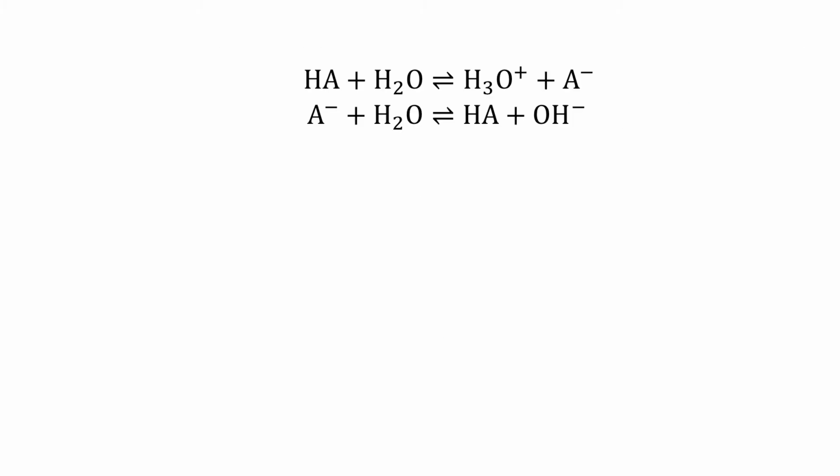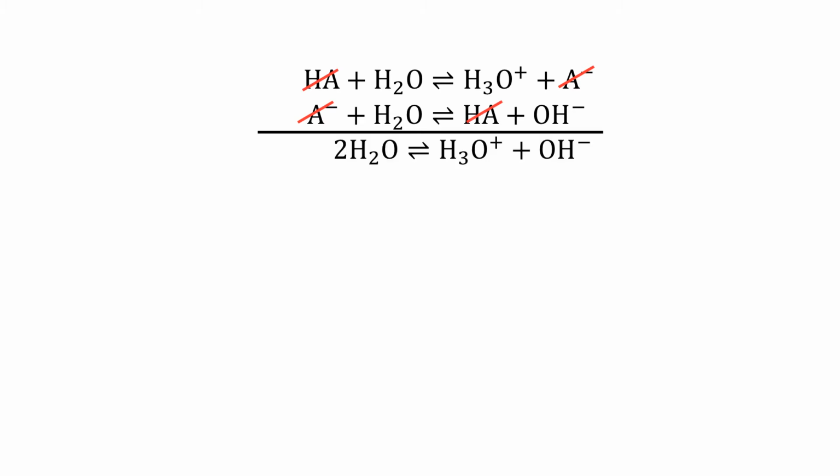For a standard acid system with a conjugate acid and base, the net reaction can be determined. Looking at both sides, A- exists as both a product and a reactant, as well as HA. This gives an overall reaction which is the same as the autoionization of water.